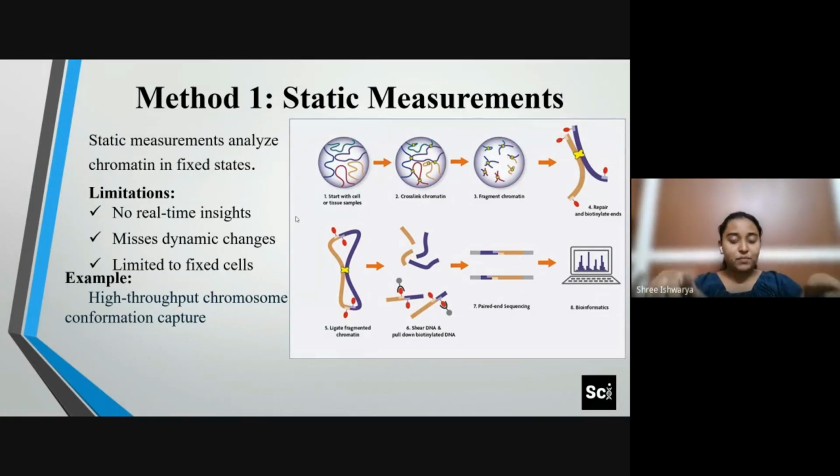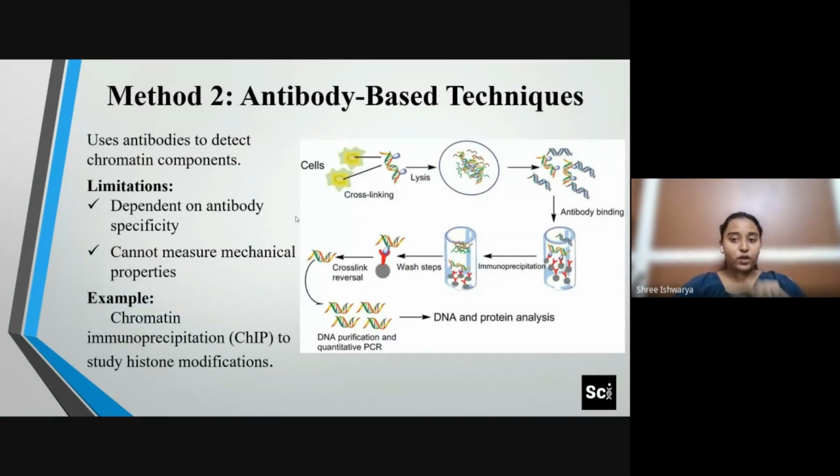So, for example, here is high-throughput chromosome conformation capture. This is commonly called the Hi-C technique. So other than the static method, we have antibody-based techniques.